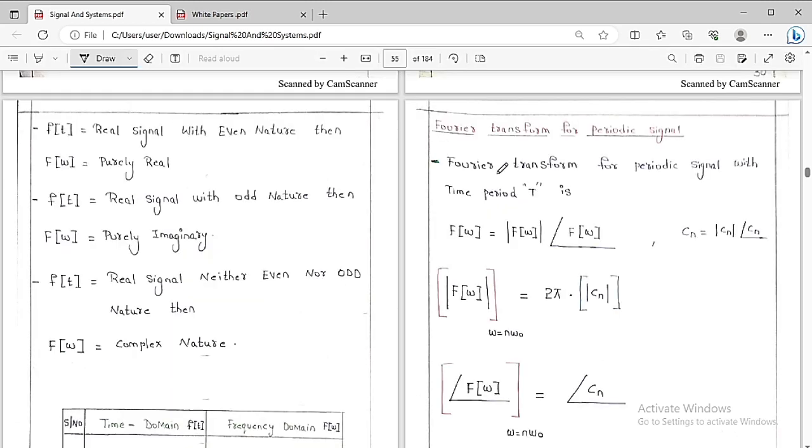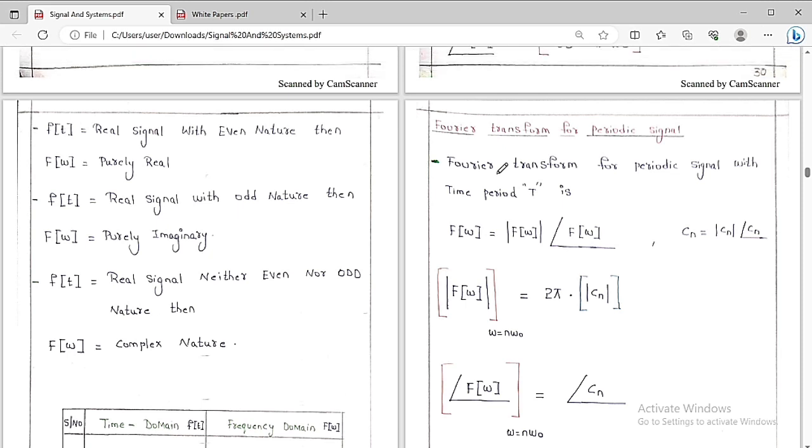Now we will discuss another concept, which is the Fourier transform for periodic signals. So far we have learned about the Fourier transform for periodic and non-periodic signals, but now we will discuss the Fourier transform for periodic signals. Periodic signal means the signal is going to repeat after a certain amount of time. Those signals are called periodic signals.